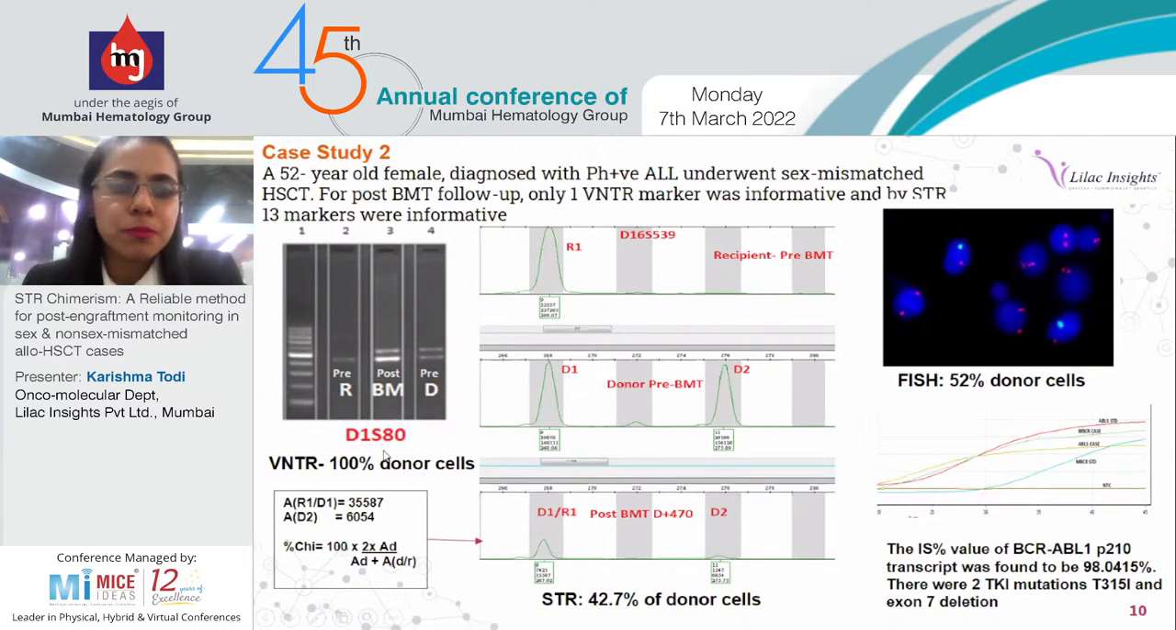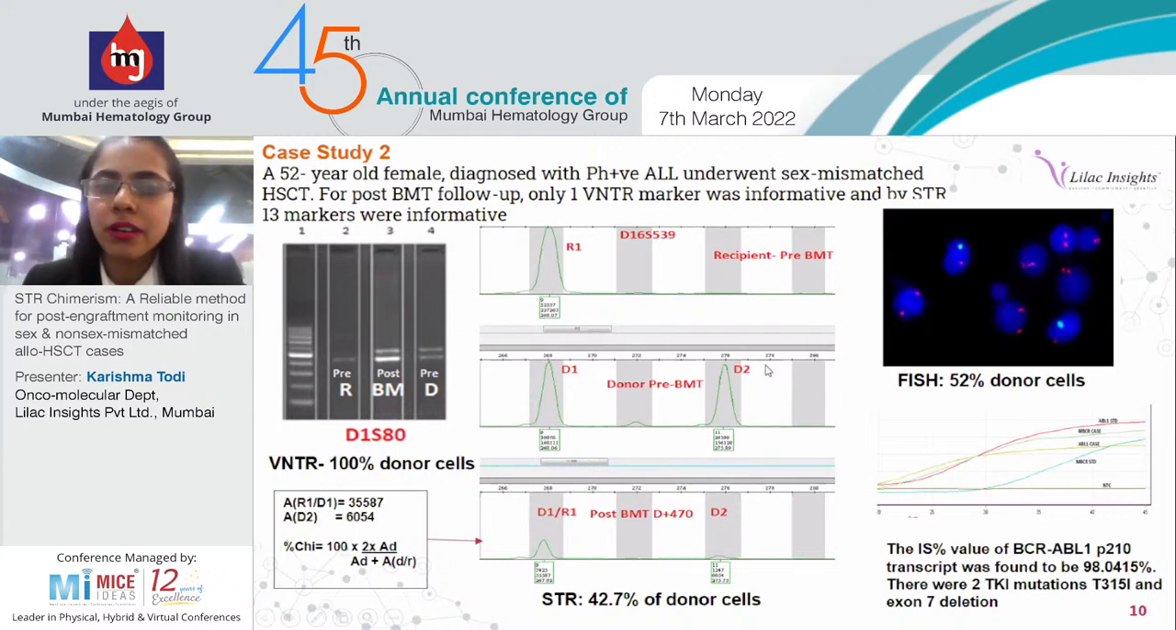When we did a post-BMT analysis on day 470, what we observed was that by VNTR, 100% donor cells were observed, meaning 100% chimerism. But contradictorily, STR showed 42.7% donor cells. By FISH, it showed us 52% donor cells. And the same patient showed a relapsed BCR-ABL percentage value of 98% with the TKD mutation.